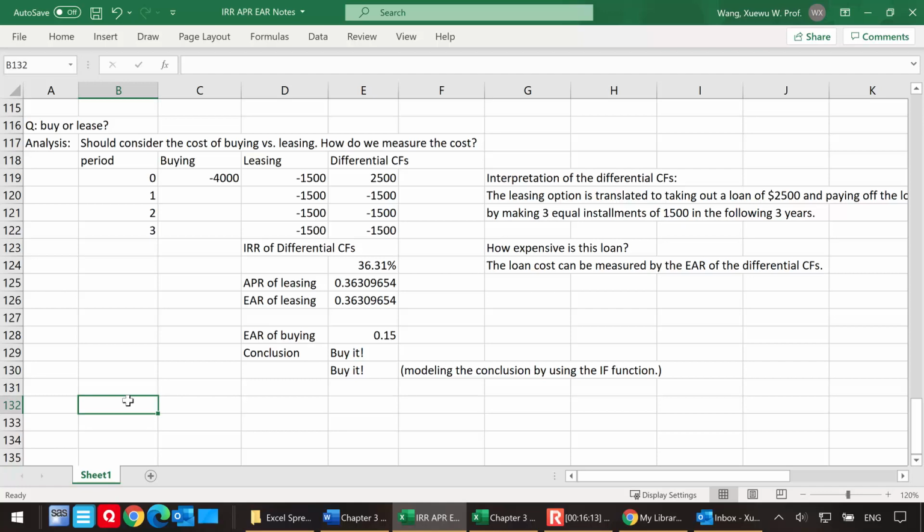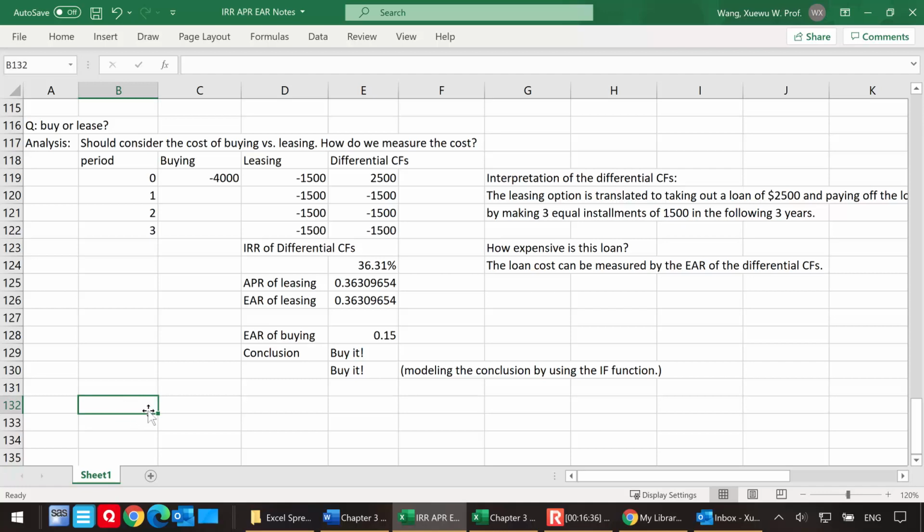All right. So this differential cash flow is effectively translating the leasing option into a loan. If you're willing to go for this loan, then you're willing to lease, because you want to actually have the $2,500 loan or the cash inflow today. All right, so that is a very simple demonstration.